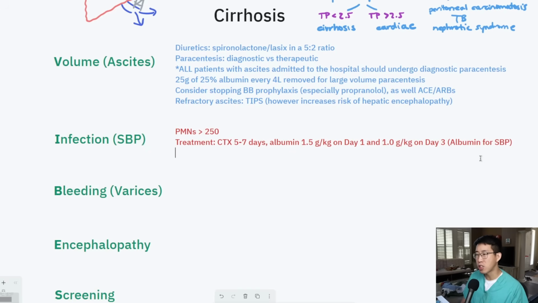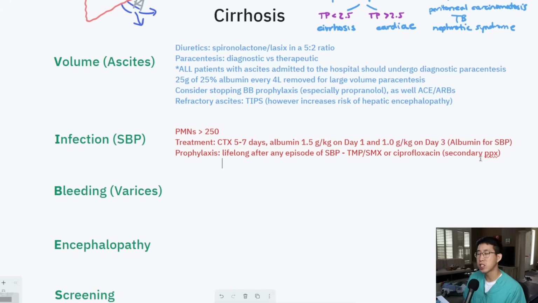The next thing to address in these patients is prophylaxis. Basically, any patient who has ever had an episode of SBP before needs to be on lifelong prophylaxis, so lifelong after any episode of SBP. And this is typically going to be with trimethoprim-sulfamethoxazole or ciprofloxacin. So that would be secondary prophylaxis.